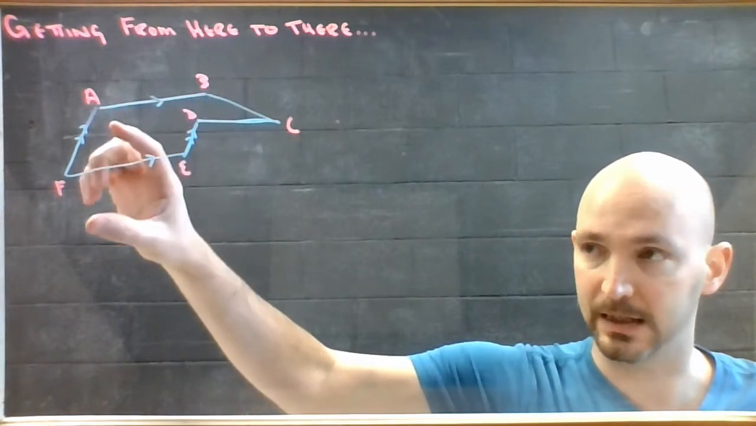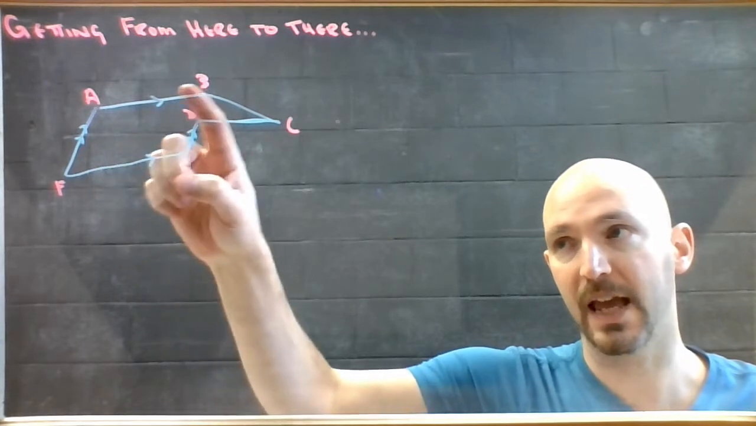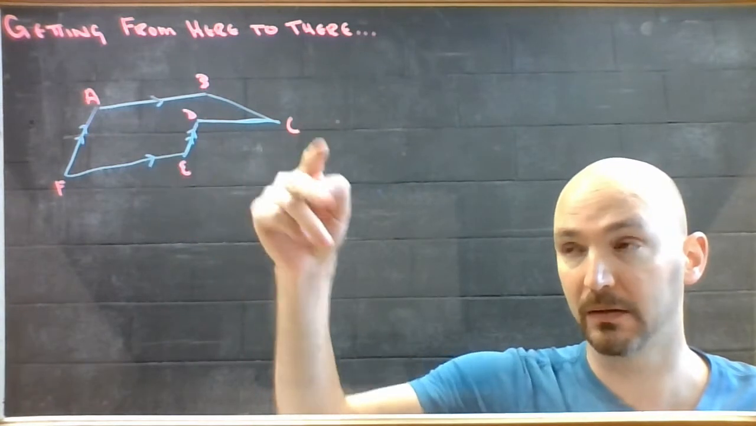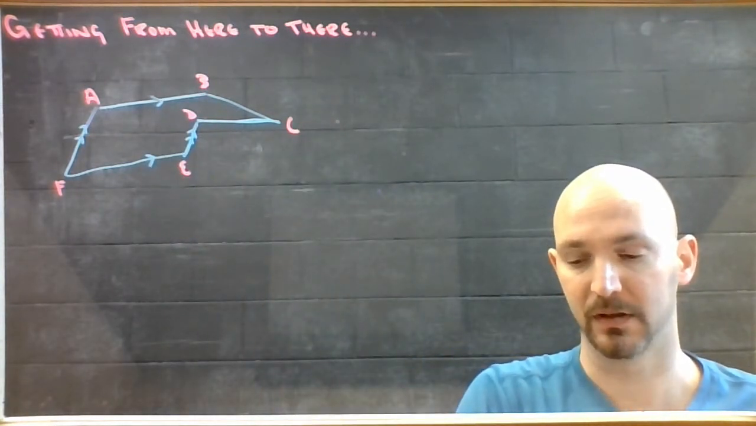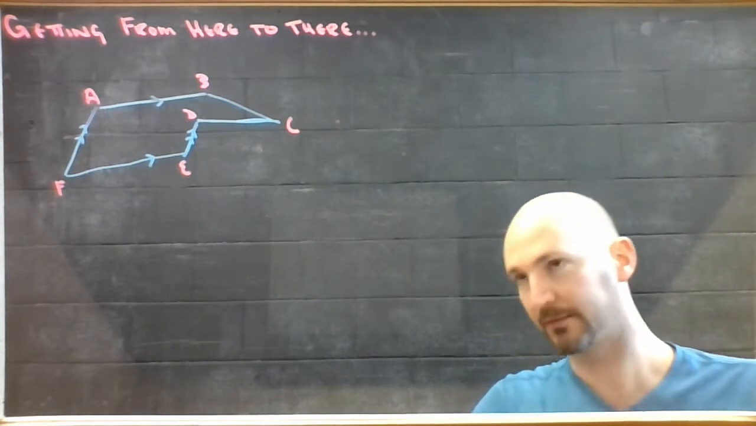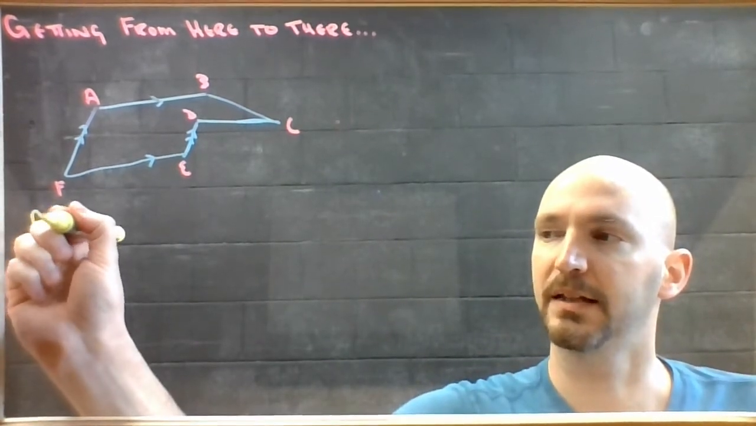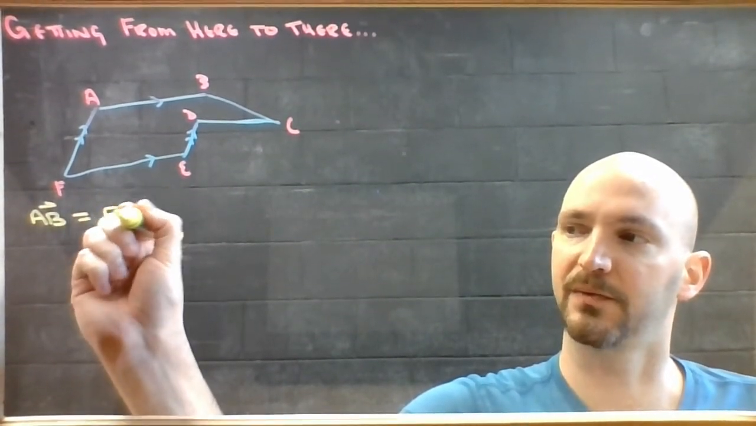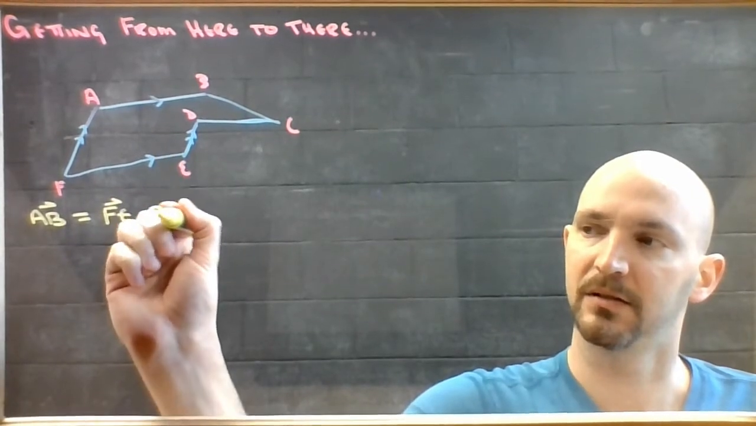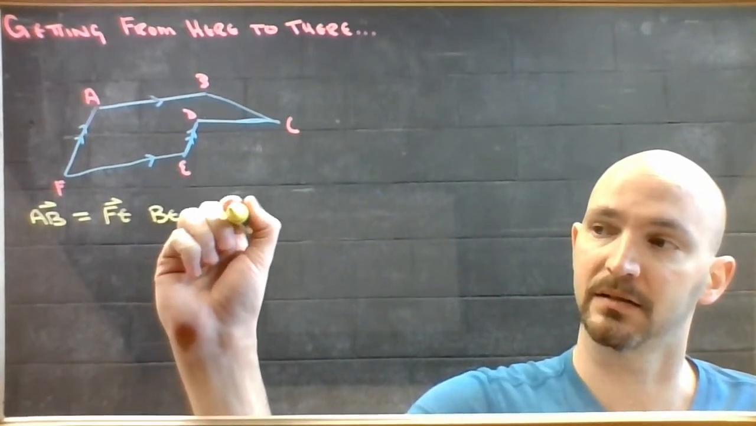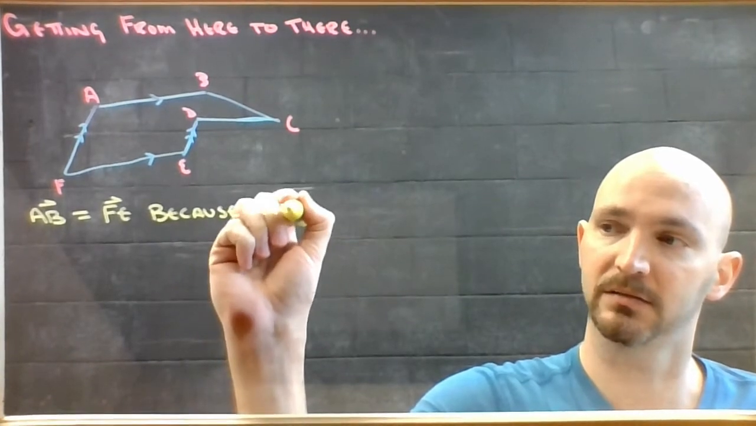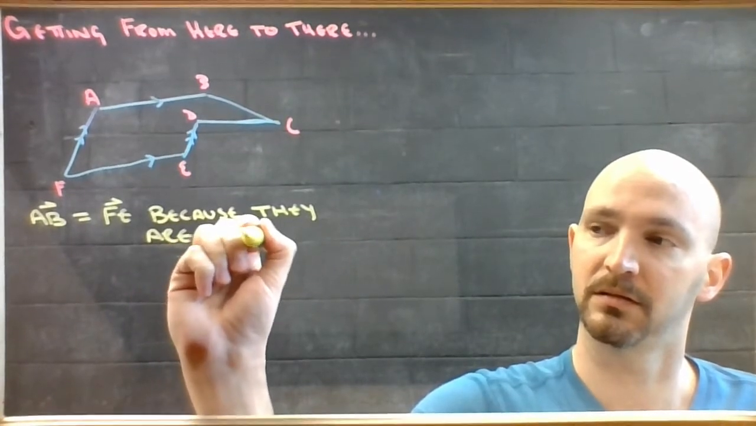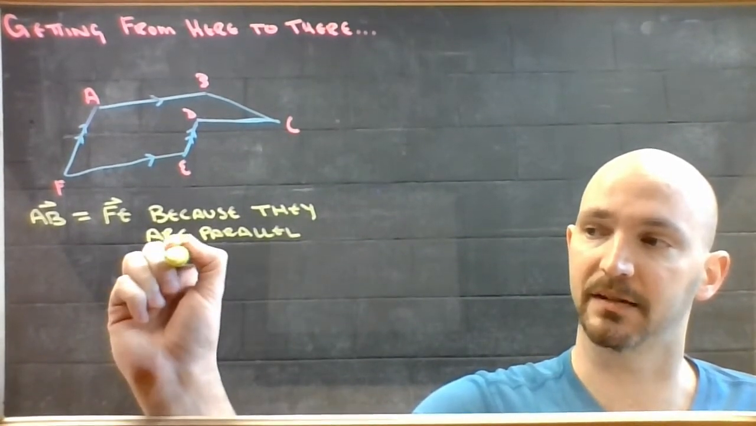So you can say from this diagram that because A to B and F to E are the same length and parallel, they're equal to each other. So I'm going to write that down here underneath. A to B is equal to F to E because they are parallel and the same length.